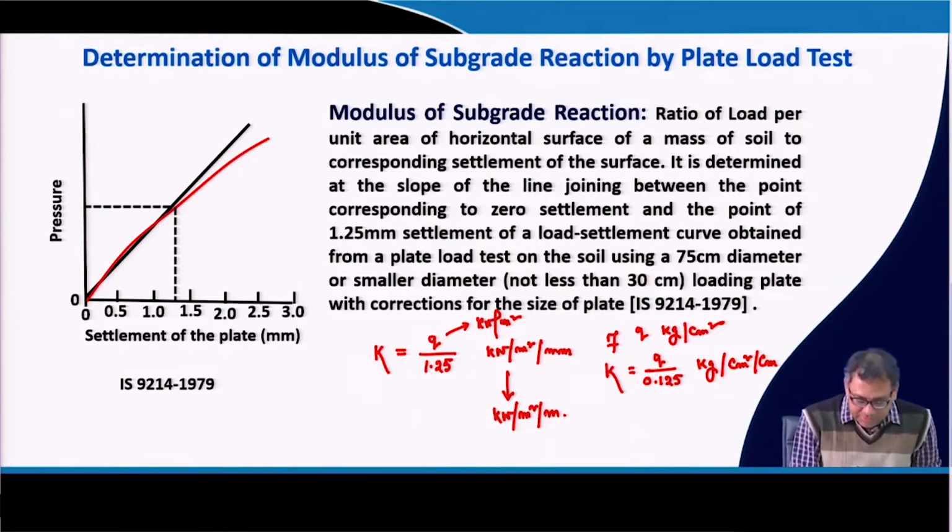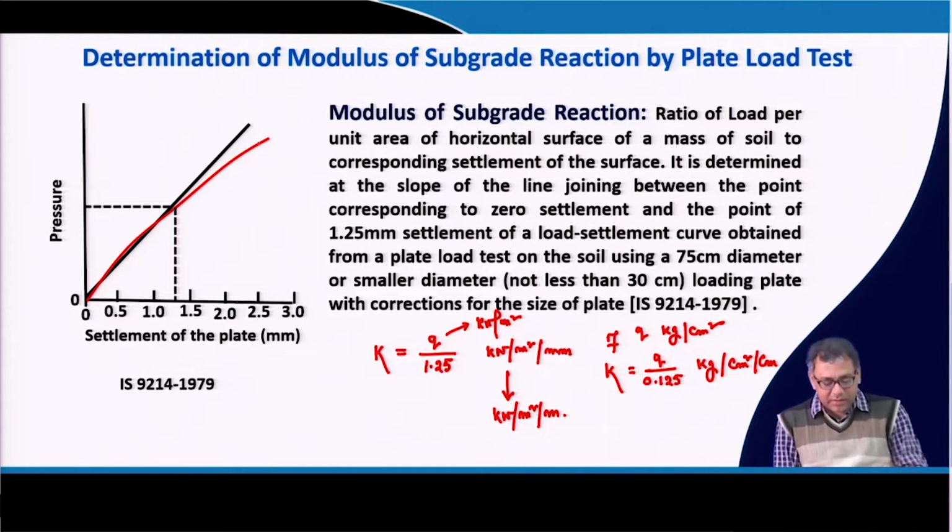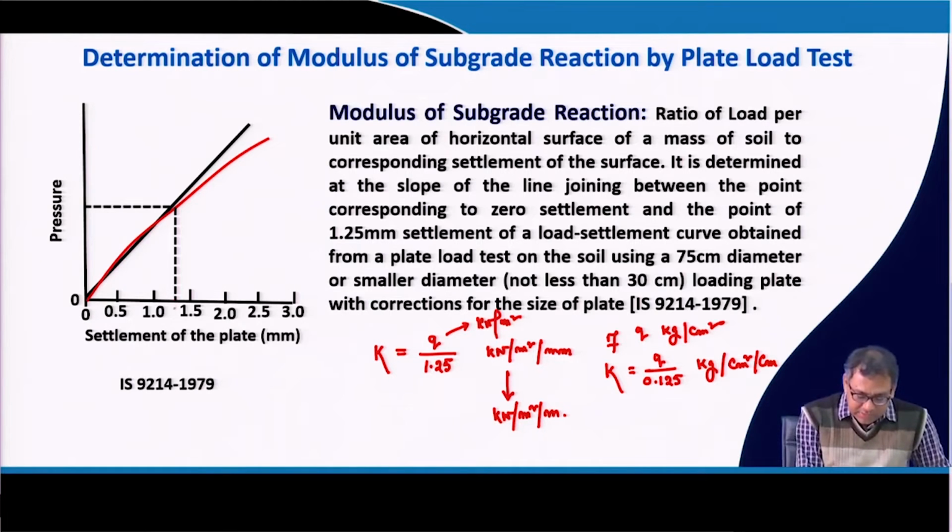Now, I want to mention that this red one is the original chart. So, the red one is the original plot of stress versus settlement. You can see that this red one is not a straight line. So, to determine the subgrade modulus, what do we have to do? We have to consider a 1.25 millimeter settlement.